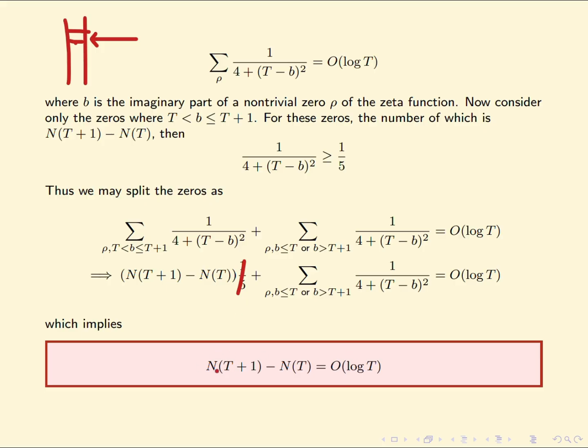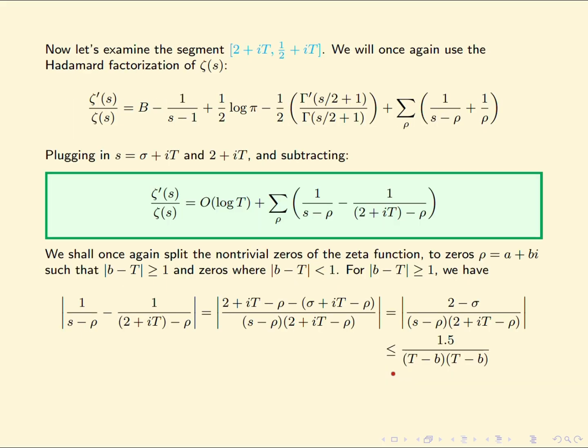So now we know that the number of zeros between t and t plus 1 is less than a constant times log of t. Okay, so we finally have the power to analyze this second part of the segment. Remember, the integral we're doing looks like this, and we determined that the vertical part is O of 1, and what we're trying to do is figure out that this horizontal part is O of log of t. So we're going to once again use the Hadamard factorization of zeta. It's this formula. Not going to re-explain it.